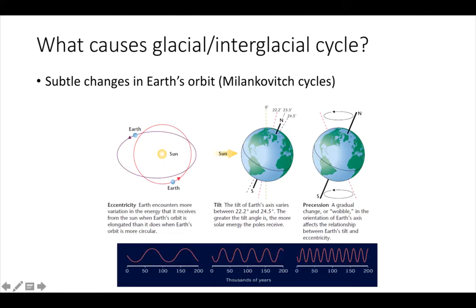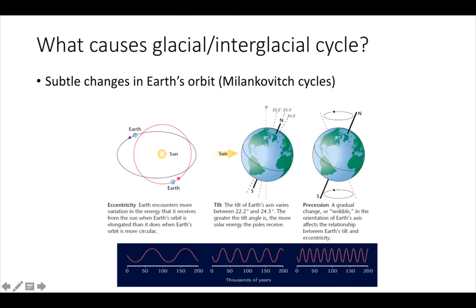And these three mechanisms happen on fairly predictable timescales over thousands to hundreds of thousands of years, as we can see here with these plots. And the aligning of these three has to do with the ups and downs of the glacial interglacial cycle.